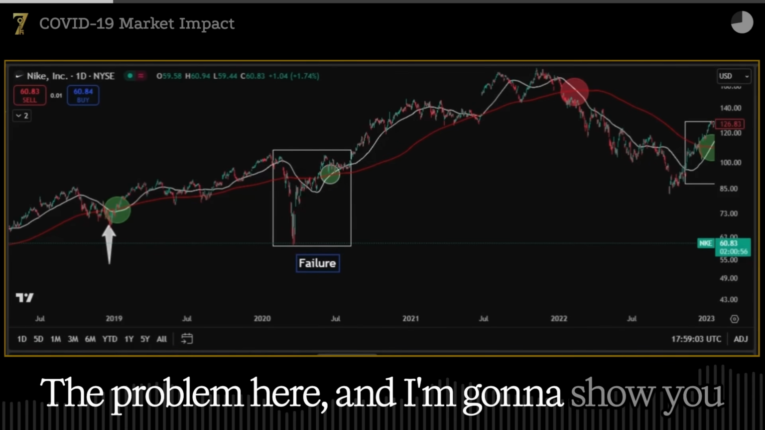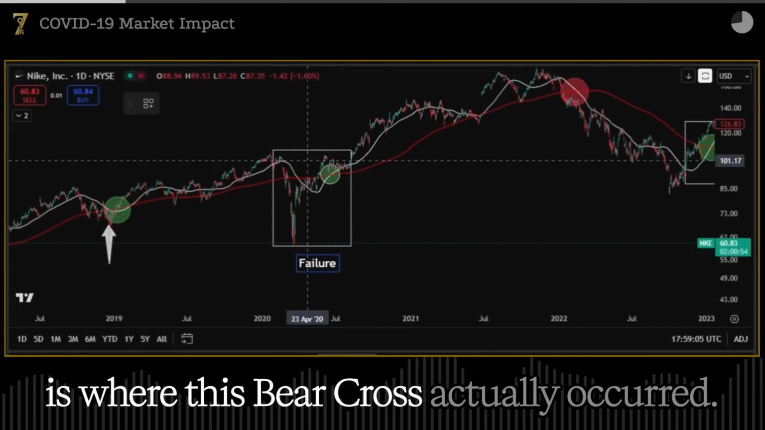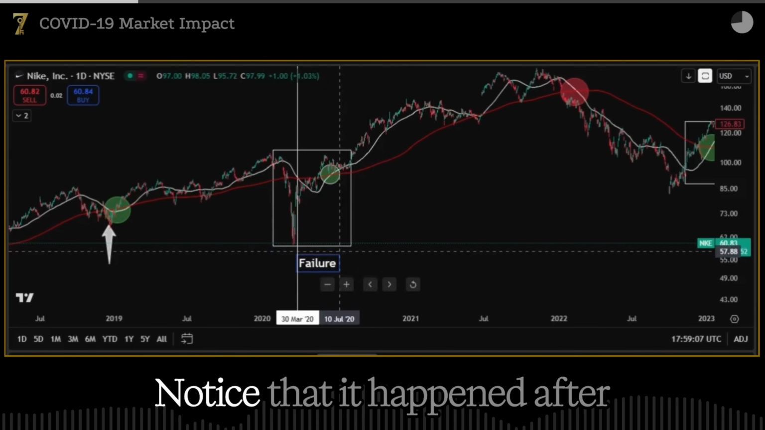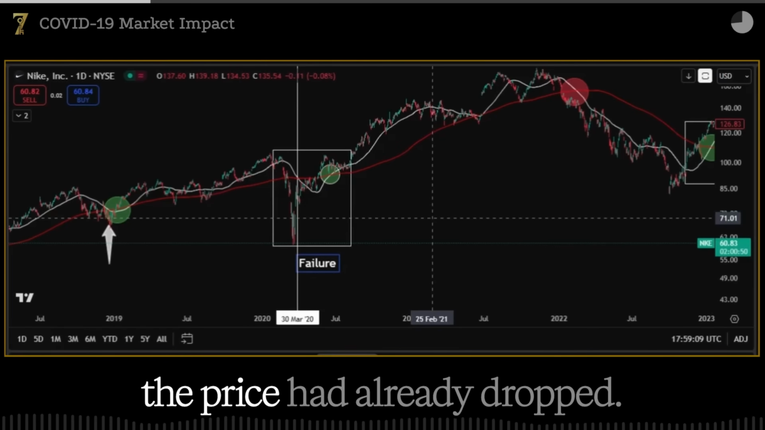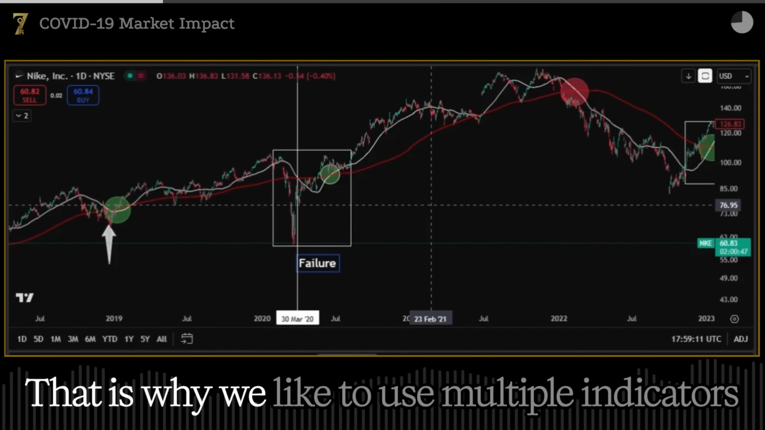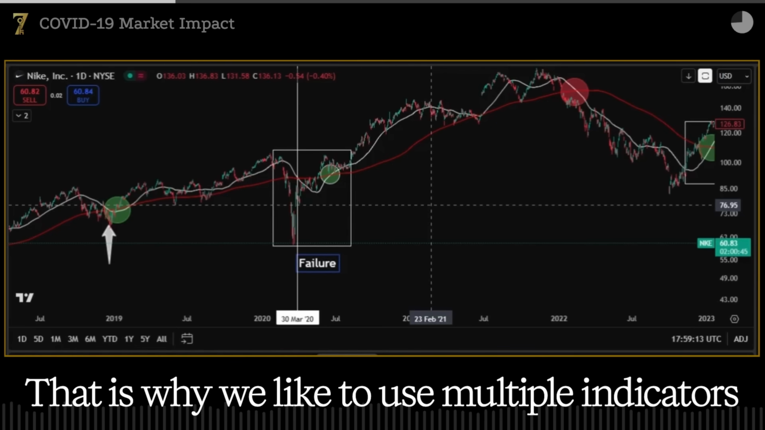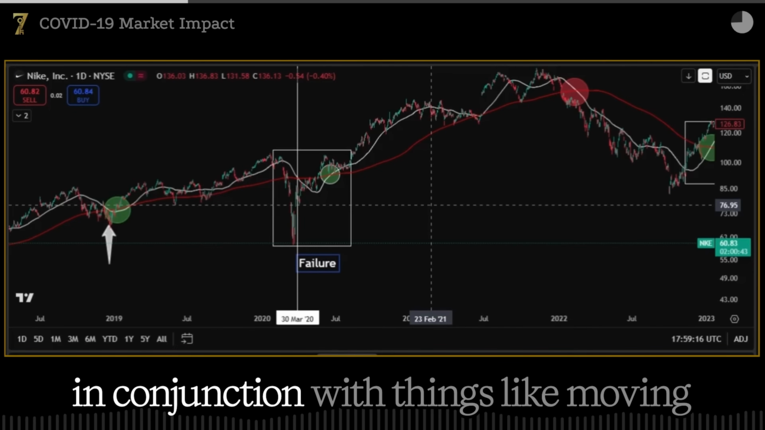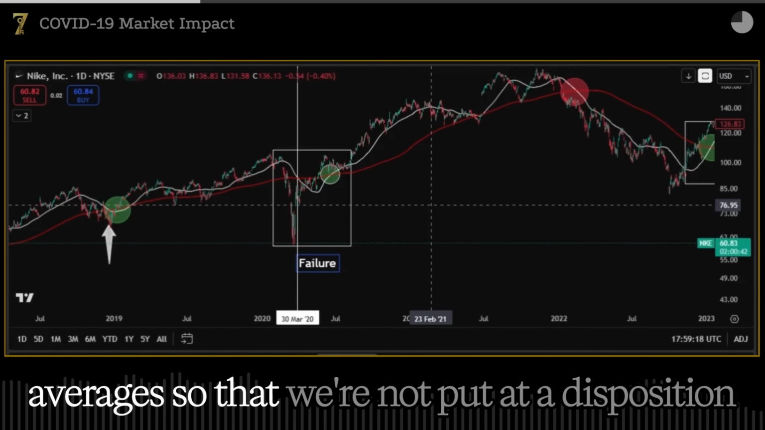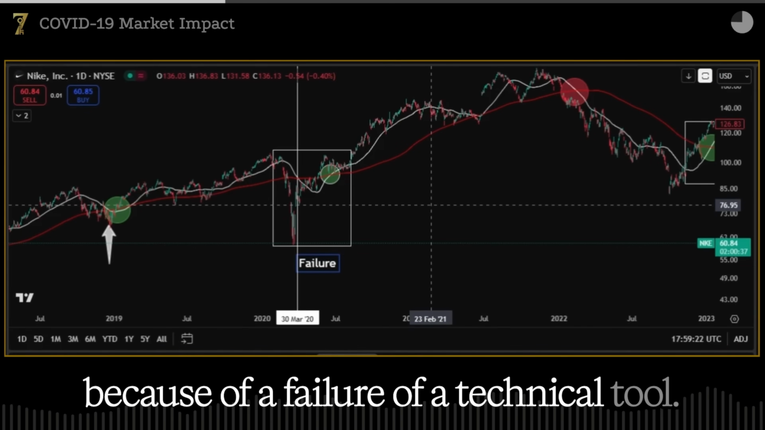The problem here, and I'm going to show you, is where this bear cross actually occurred. Notice that it happened after the price had already dropped. That is why we like to use multiple indicators in conjunction with things like moving averages so that we're not put at a disadvantage because of a failure of a technical tool.